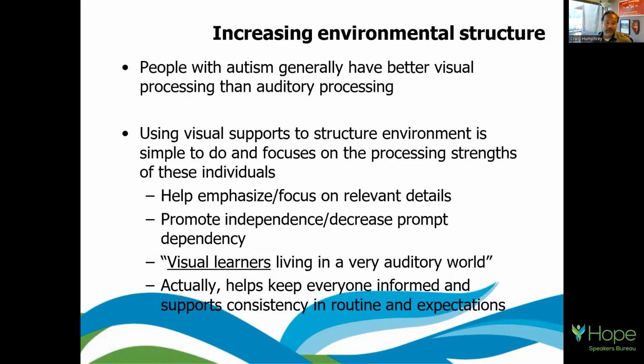So the other piece of this is, like I just mentioned, people with autism are generally very good at visual processing, more so than auditory processing. Some of our kids could have up to a 15 to 20-second delay in auditory processing. And so that's one reason why we use those pictures. Visual learners in a very auditory world. You think about the world we live in, it's very auditory. So when someone who's a visual learner uses these supports, it can really help support them and help maintain and support their behavior and learning.